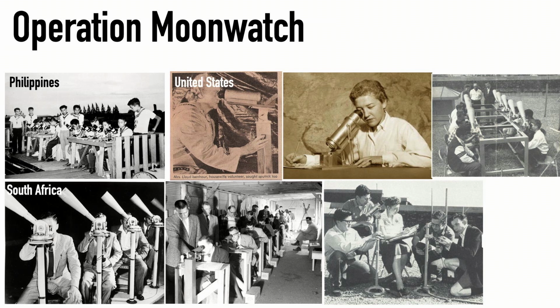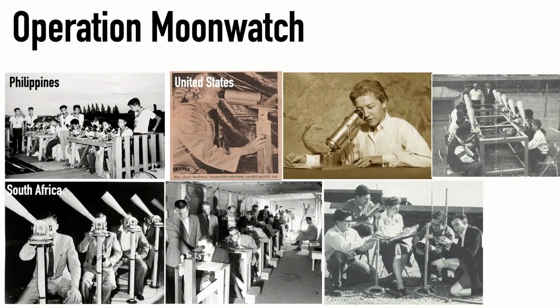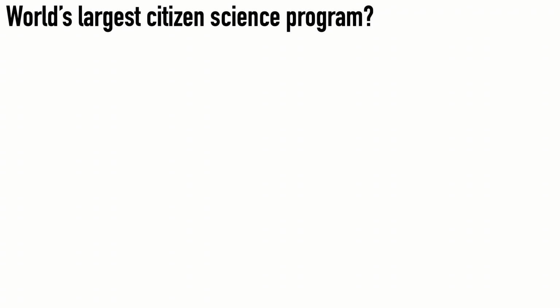And that led to the largest citizen science program of that time. For almost 60 years in a row, much of that data was collected by average citizens. And right there in the middle, you can see in the United States, Mrs. Lloyd Eisenhower, housewife volunteer, sighted Sputnik 2. And many of the launches of Sputnik later on were tracked through this citizens program, far ahead of much of the military complex when they were trying to build satellite trackers.